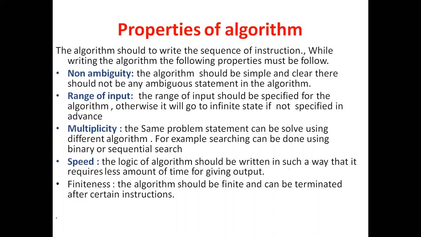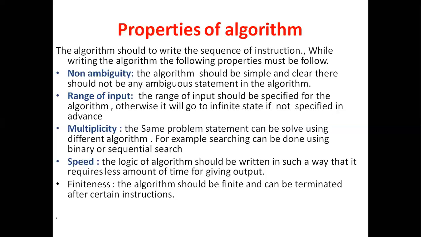Then after that you have the speed property. The logic of the algorithm should be written in such a way that it requires a small amount of time to give output. That means whatever input you provide, the processing on the input is done in less time, so that your output will be very fast and quick. So fast output should be the main property of your algorithm. That means your calculation speed, your processing speed, should be high to give the output.